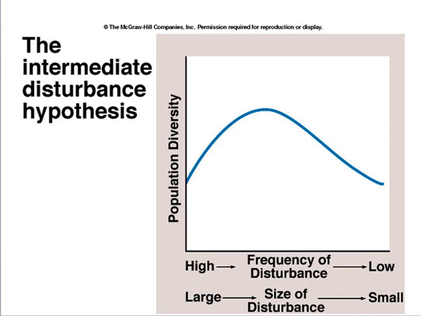Remember r and K selected species? R selected species are most abundant in areas with high disturbance levels. K selected species do best at low disturbance intensities. Moderate levels of disturbance will have a mix of both r and K selected species and therefore higher diversity.